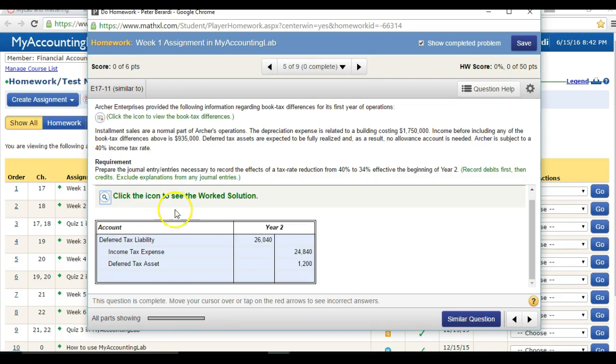The next problem basically tests our knowledge on creating or recording deferred tax liabilities and deferred tax assets. So, the problem reads, installment sales are a normal part of Arch's operations. Depreciation expenses related to a building costing $1,750,000. Income before including any of the book tax differences above is $935,000. Deferred taxes are expected to be fully realized, and as a result, no allowance account is needed. Arch is subject to a 40% income tax rate.